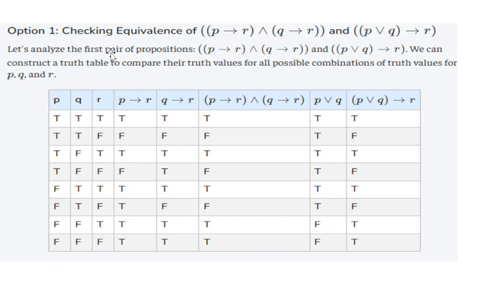First, checking the equivalence of the first statement: P implies R and Q implies R, and P or Q implies R. This is the statement they have given. We have to find out whether these two statements are equal or not. First, P implies R.